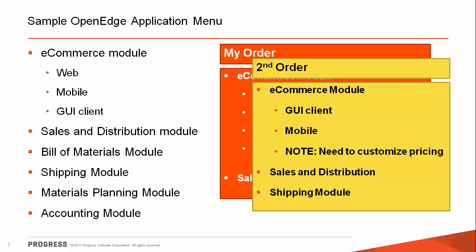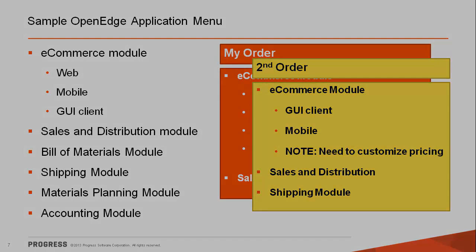I may sell my application to a second customer, and they want, again, the e-commerce module, but in this case, they want the GUI client, and in their particular business, mobile is big, so they really want a mobile UI. They're going to customize pricing, but not discounting this time, along with a couple of additional modules.